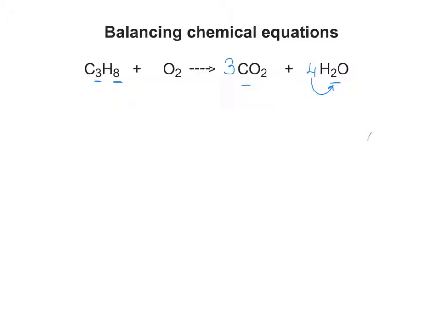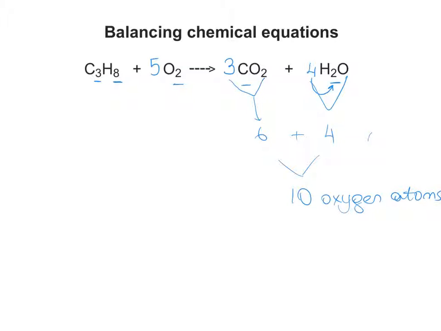In the reactant side there are 2 oxygen atoms, but in the product side there are 6 plus 4, which makes 10 oxygen atoms. So you can write 5 as a coefficient of the oxygen molecule, because you will get 10 oxygen atoms in the reactant side. Right now your reaction is balanced.